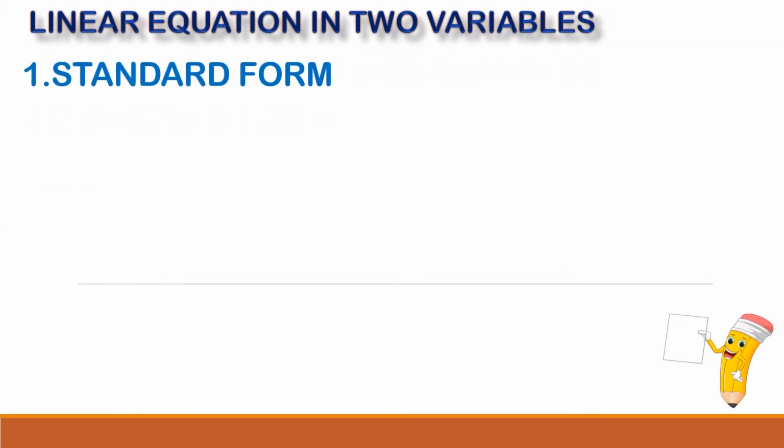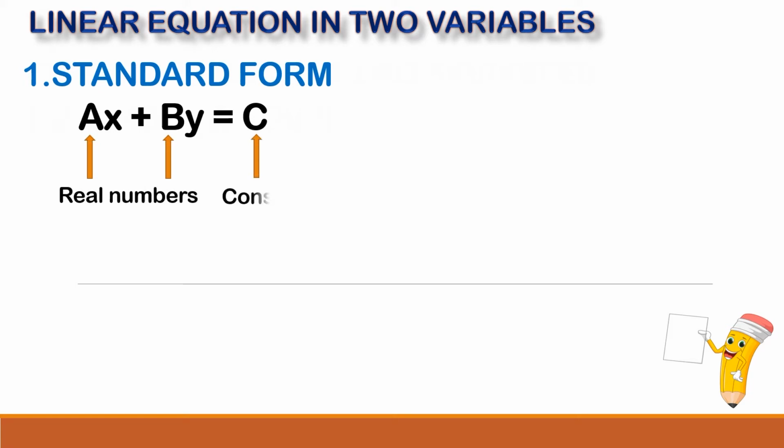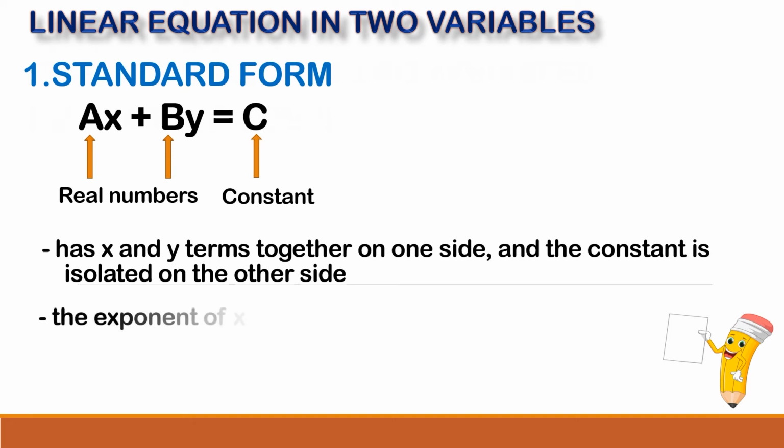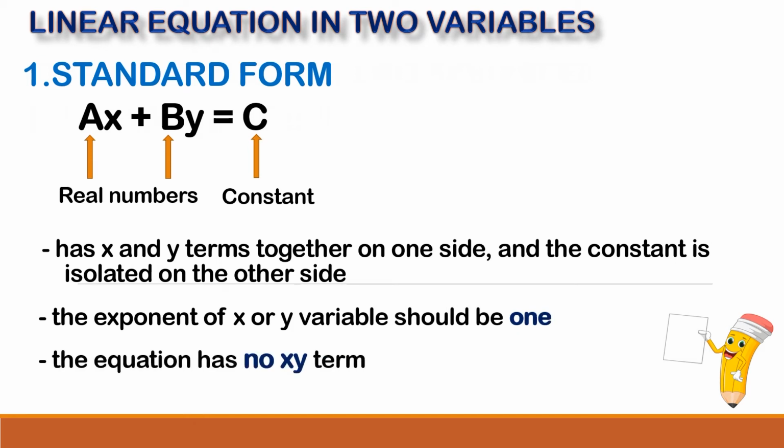Let's take a closer look at the standard form of the linear equation in two variables. Here, a and b are real numbers and c is the constant. It has x and y terms together on one side and the constant is isolated on the other side. The exponent of x or y variable should be 1 and the equation has no xy term.